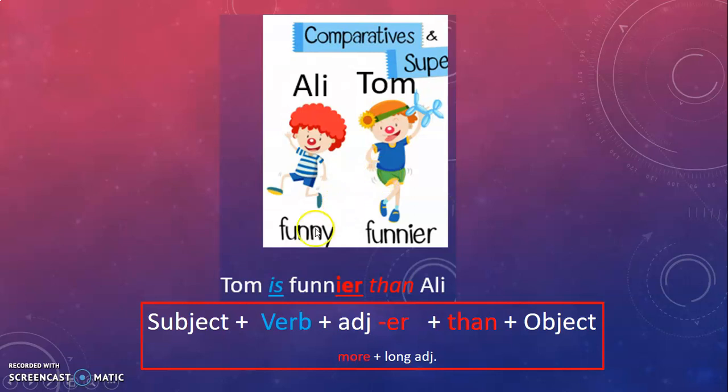Now let's move to the form. So as you can see here, to make a comparative adjective sentence, for example here, Tom is funnier than Ali, we need 1, 2, 3, 4, 5 things. So we need the subject. In the example here, Tom is the subject. The verb is. Then we need the adjective with ER, or if it's a long adjective, we don't put ER, we put more plus the long adjective. Then we need to use the word than, don't forget than. And finally the object, Ali.